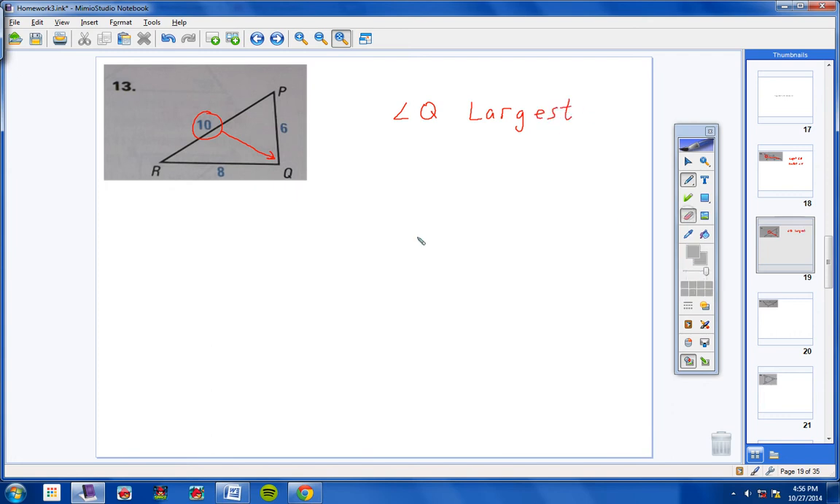Alright, now let's go ahead and circle the shortest side, or the smallest side, which is 6. Go straight across, and angle R is straight across from the smallest side. So angle R must be the smallest angle. Okay, pretty simple. Okay, number 14.